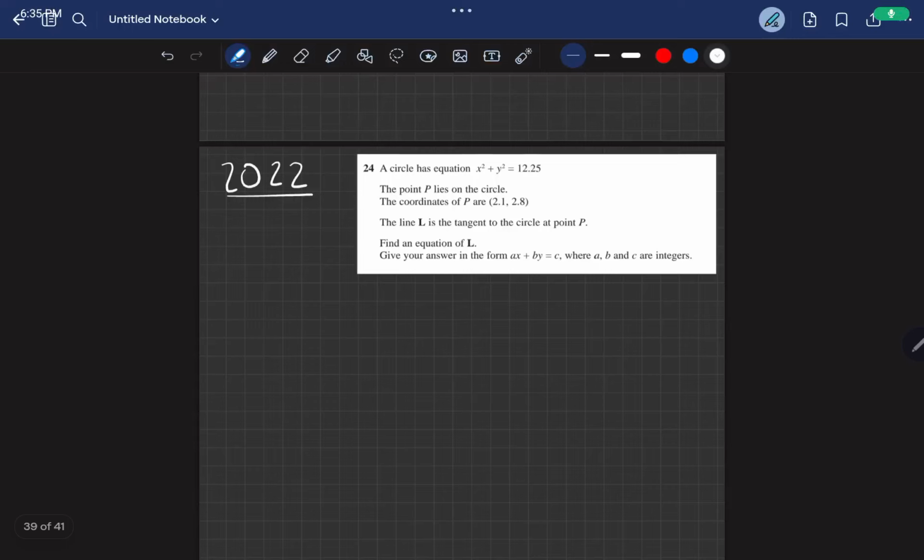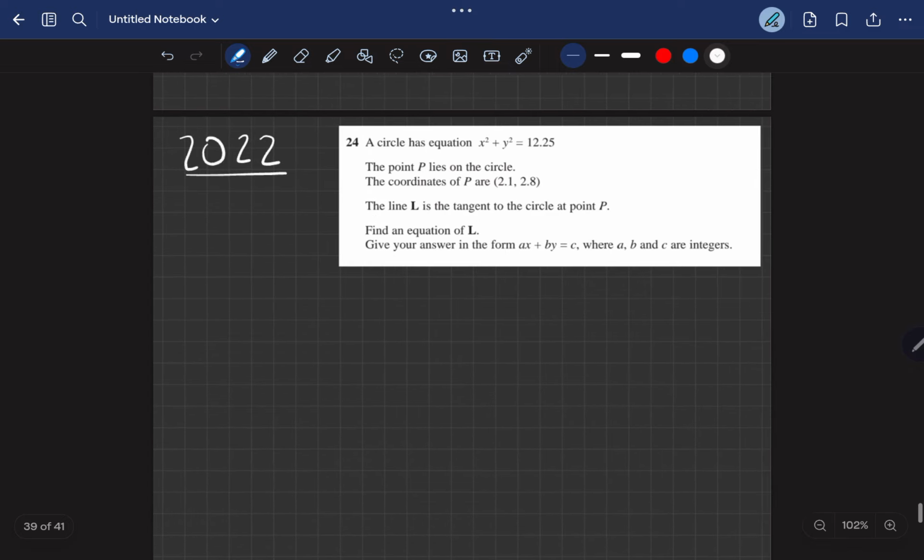Now, question 24 on the 2022 paper. A circle has an equation x squared plus y squared is equal to 12.25. The point P lies on the circle. The coordinates of P are 2.1, 2.8. The line L is the tangent to the circle at point P. Find an equation of L, and we have to give our answer in this form right here, where a, b, and c are integers.